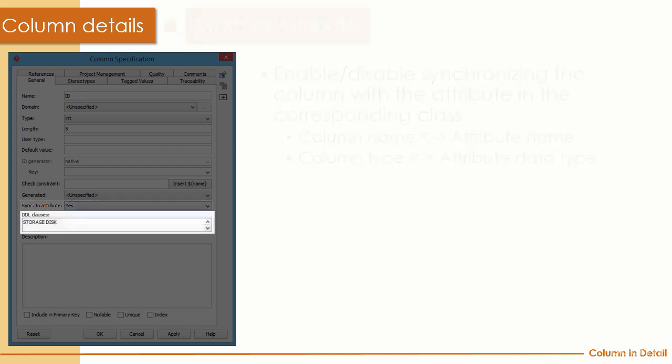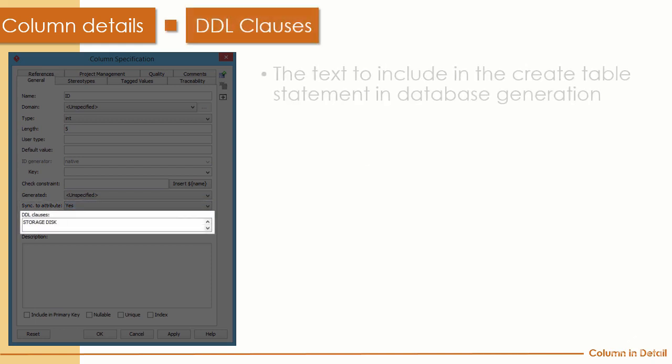And then you see the DDL clause. The DDL clause is text that you can append to the end of the create table statement. If you have something very database specific that we don't support in the above properties, such as a special constraint only supported in your database, then you can insert it here.